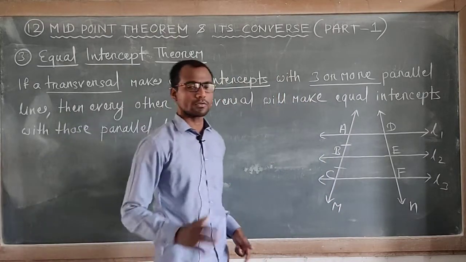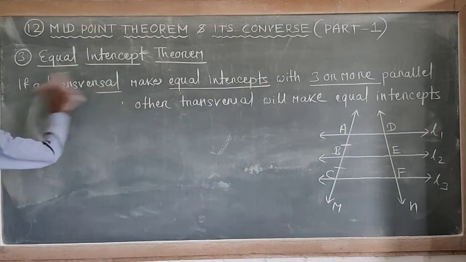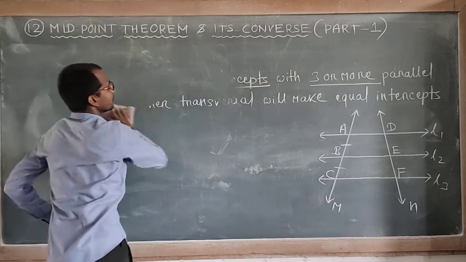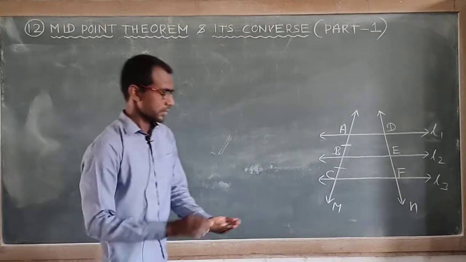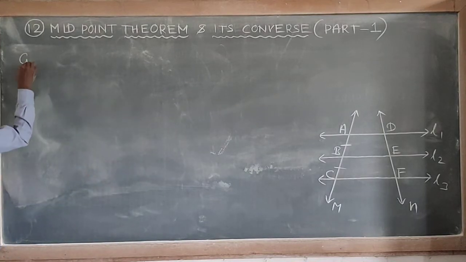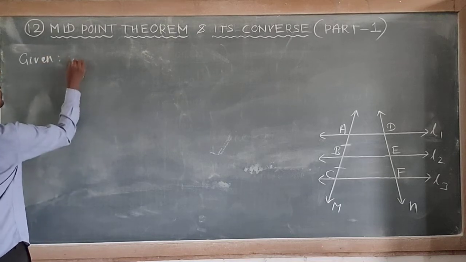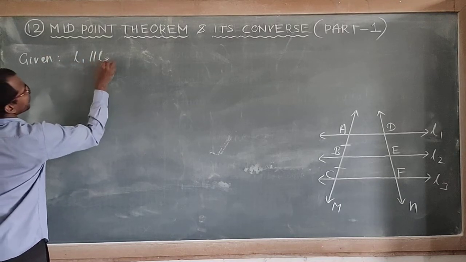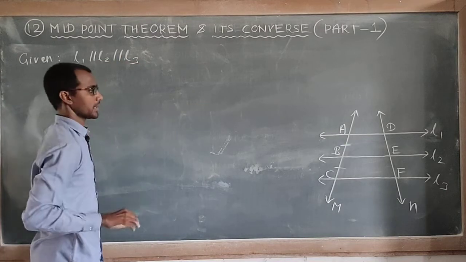This is for 3 parallel lines. We can draw more than 3 parallel lines. Okay, so let us prove this. Given: L1 parallel to L2 parallel to L3. I have taken only 3 parallel lines.